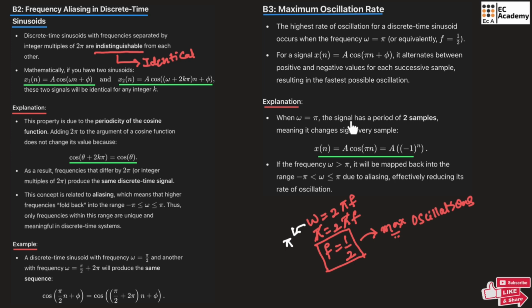When omega is equal to pi, the signal has a period of 2 samples. If f is equal to 1 by 2, then capital N will be equal to 2, which represents the number of samples. So it will have one positive value and another negative value, and for every 2 samples the signal repeats itself. This signal can be represented as x of n equal to A cos(pi n). Since cos pi is equal to -1, we can write A cos(pi n) as A into (-1) to the power of n.